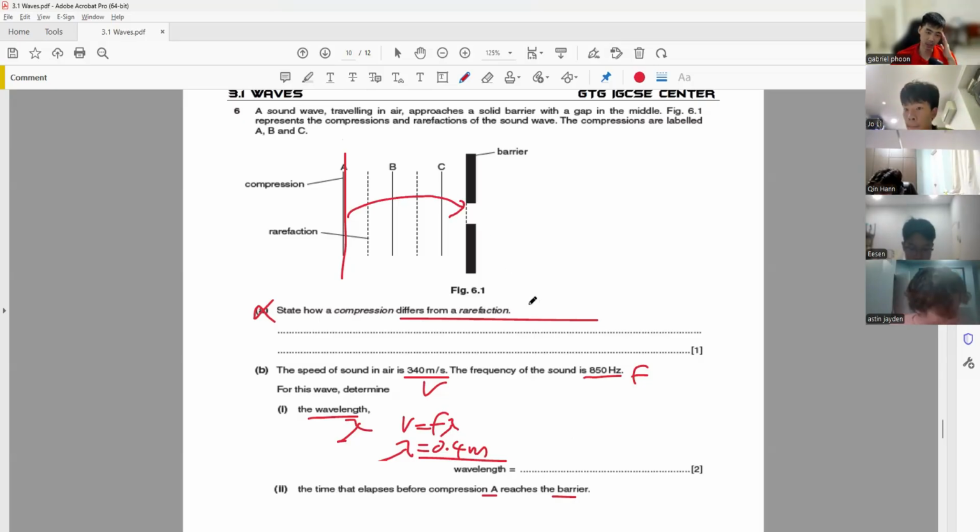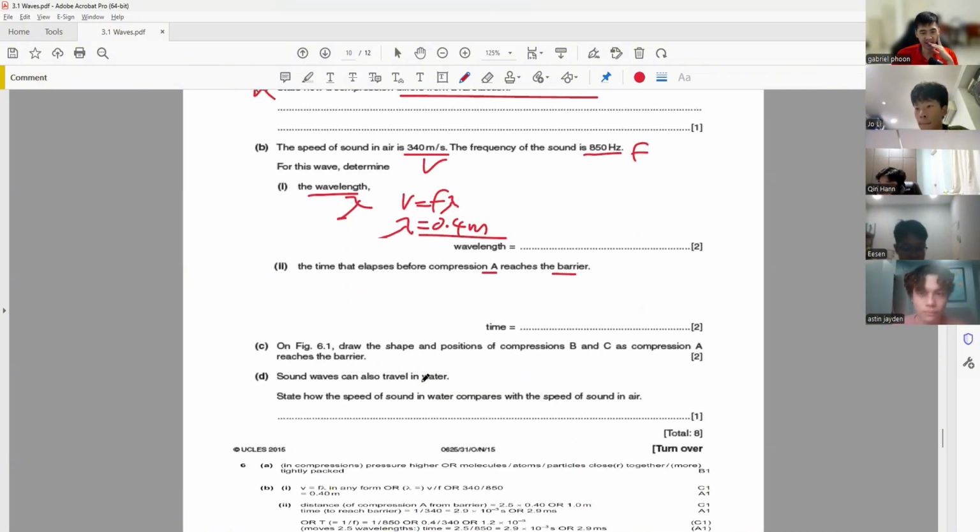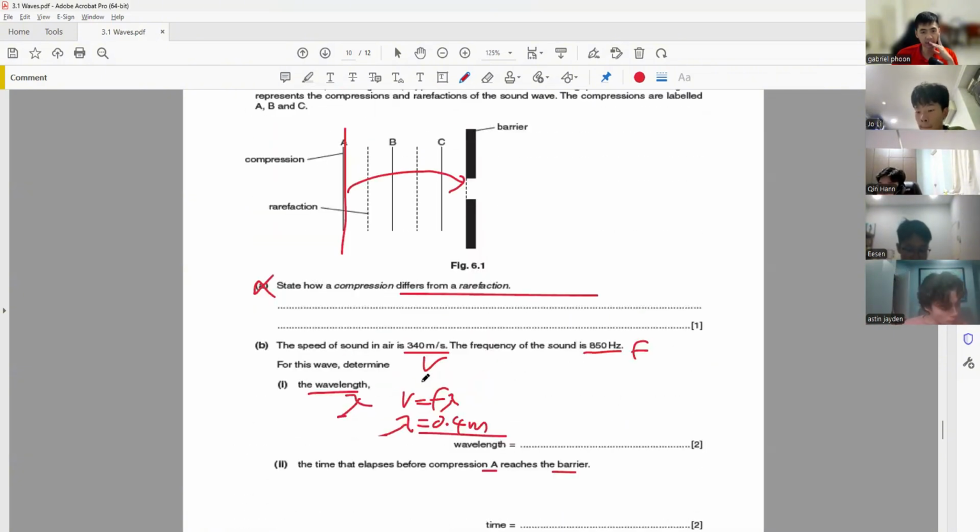Ethan, what was your answer? 0.0059 second. 0.0059 seconds. How do you get that? The wavelength times 5. Times 5? Okay, so this is the next thing I want to teach you.